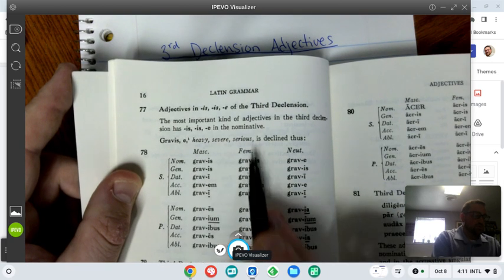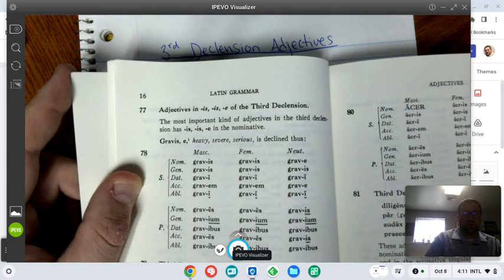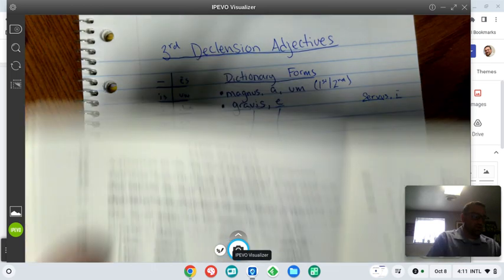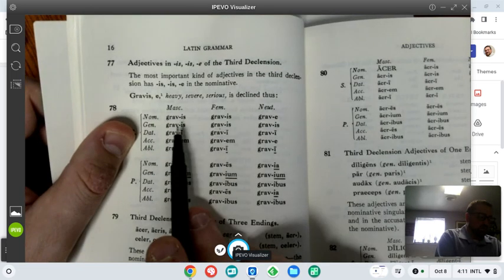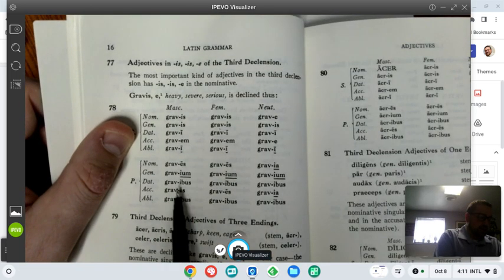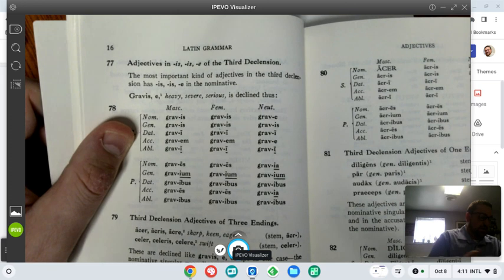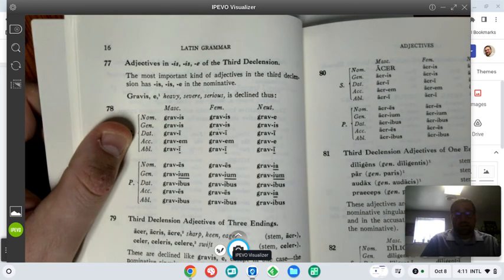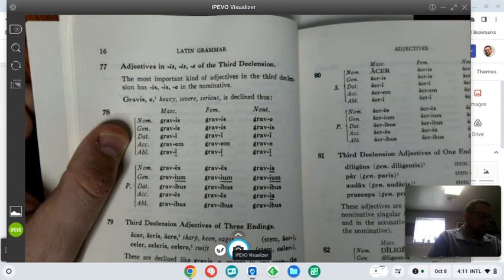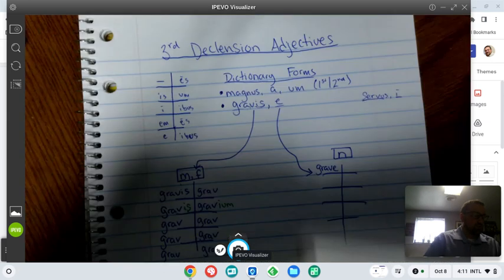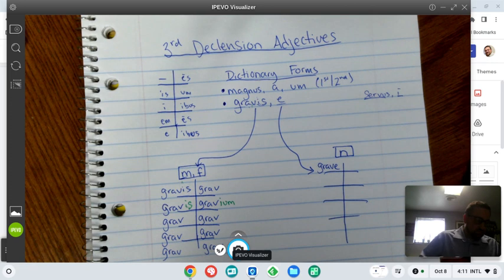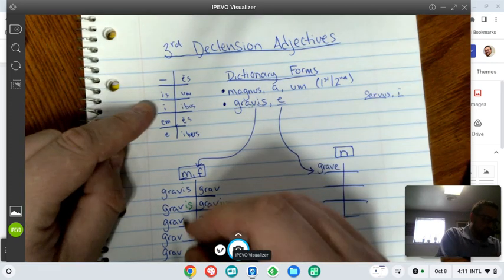But when we do it, we have to do it in 3 different charts because we have to do one for each gender. Now, if you look, the masculine and the feminine are exactly the same. They're just listing out all 3 because I guess this is the first time that you're seeing it, but I'm doing it in 2 because masculine and feminine are the same. Okay, so we're going to use the chart for the rest.